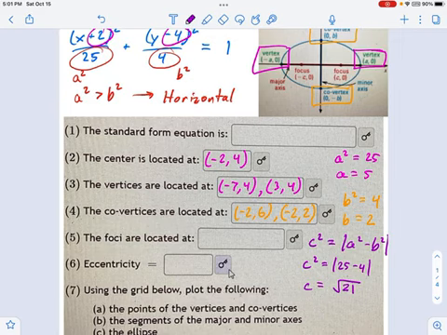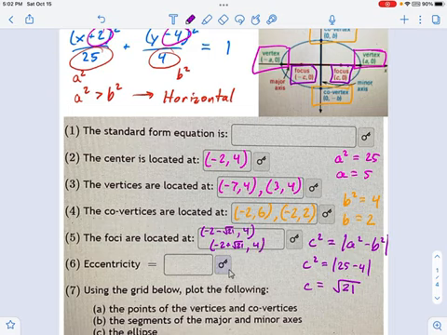The foci, remember, are located left and right because this is a horizontal ellipse. So you go left and right from the center by the square root of 21. So the first one is going to be negative 2 minus the square root of 21, comma 4. And the second one is going to go to the right. So it's negative 2 plus the square root of 21, comma 4.